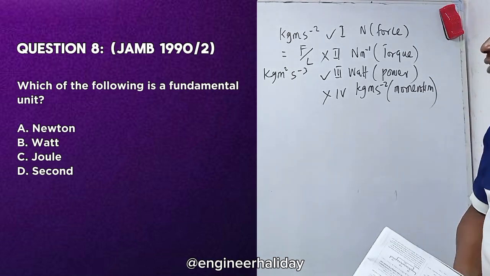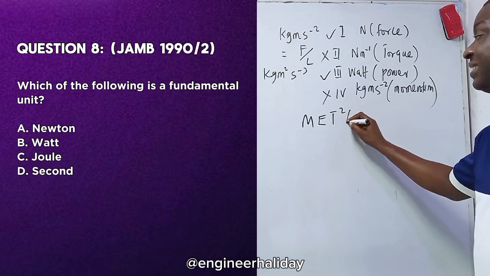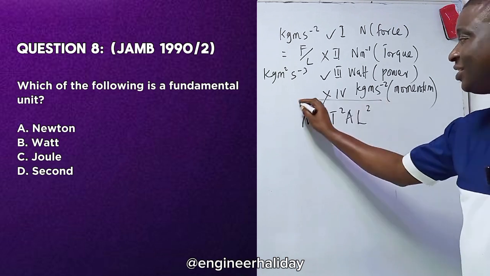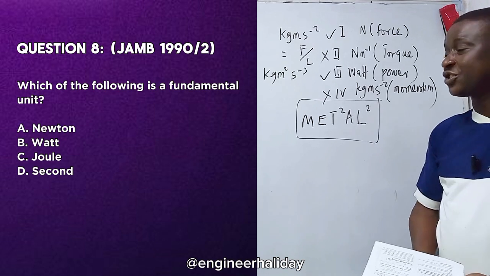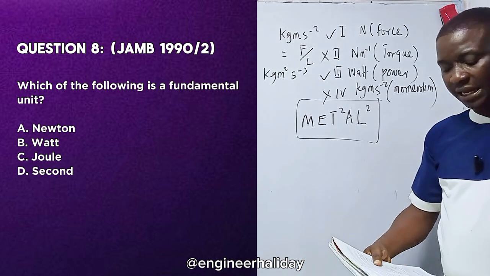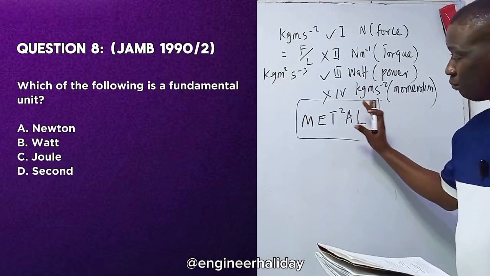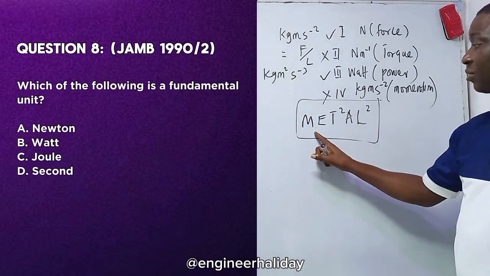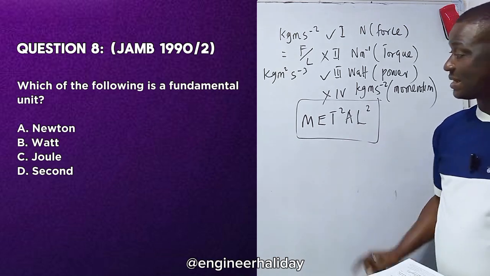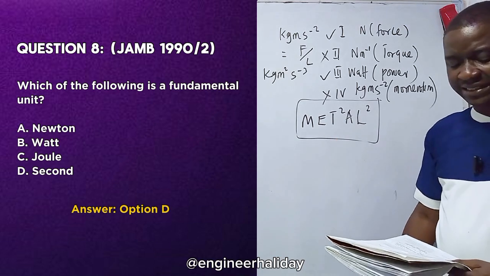So the shortcut I will advise you to use is that we cannot be writing all the derived units here. Anyone that is not part of this shortcut I gave you, where the T is squared and the S is squared, take it as a derived unit. So that is the best way. Just memorize your fundamental units. Anyone that is not part of the examples listed on the board, you take it as derived. So the answer for number 8 is D.